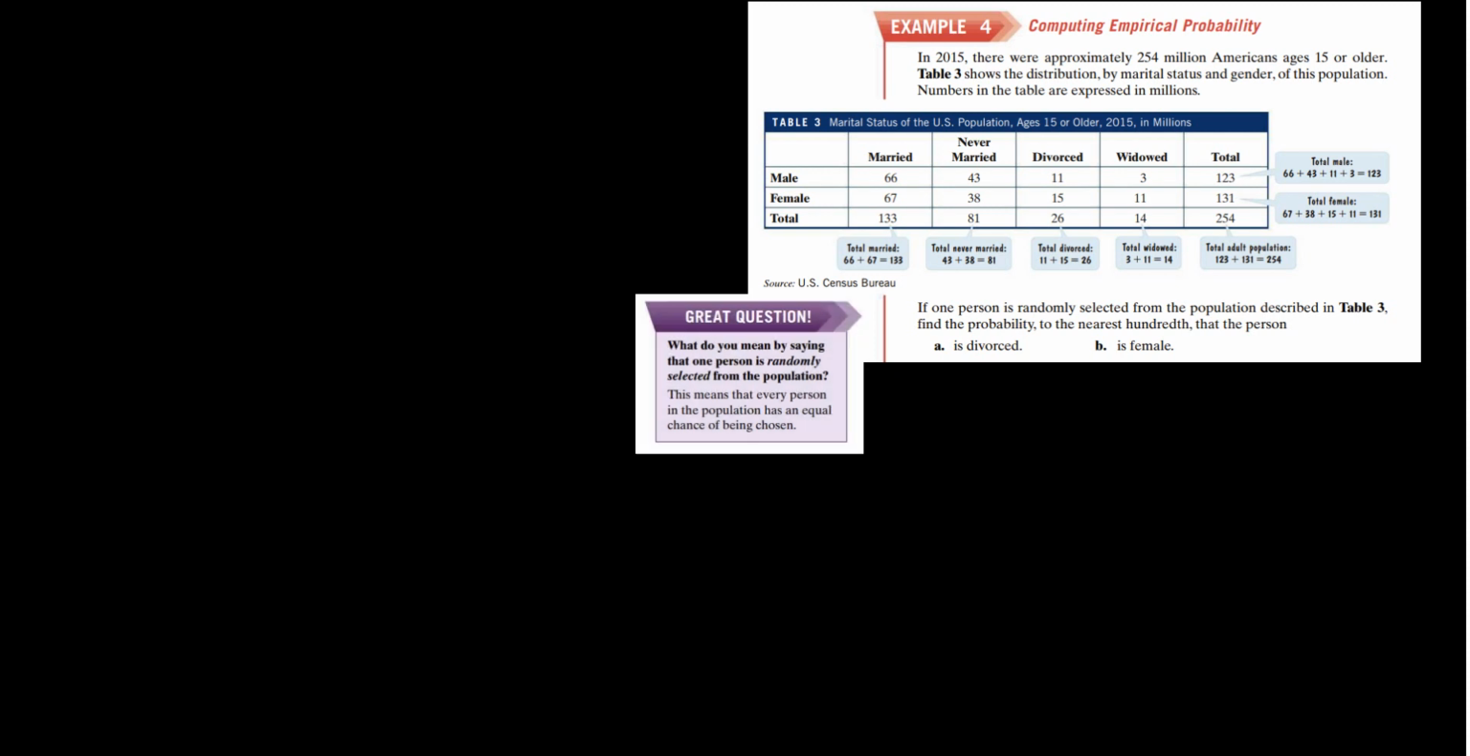There. Alrighty, so example 4 reads, in 2015, there are approximately 254 million Americans ages 15 or older. Again, it's ages 15 or older, it's not all Americans. Table 3 shows the distribution by marital status and gender of this population. Numbers in the table are expressed in millions. This chart does a good job of breaking down and adding all the numbers for us, so that's good. But let's go ahead and familiarize ourselves with this chart.